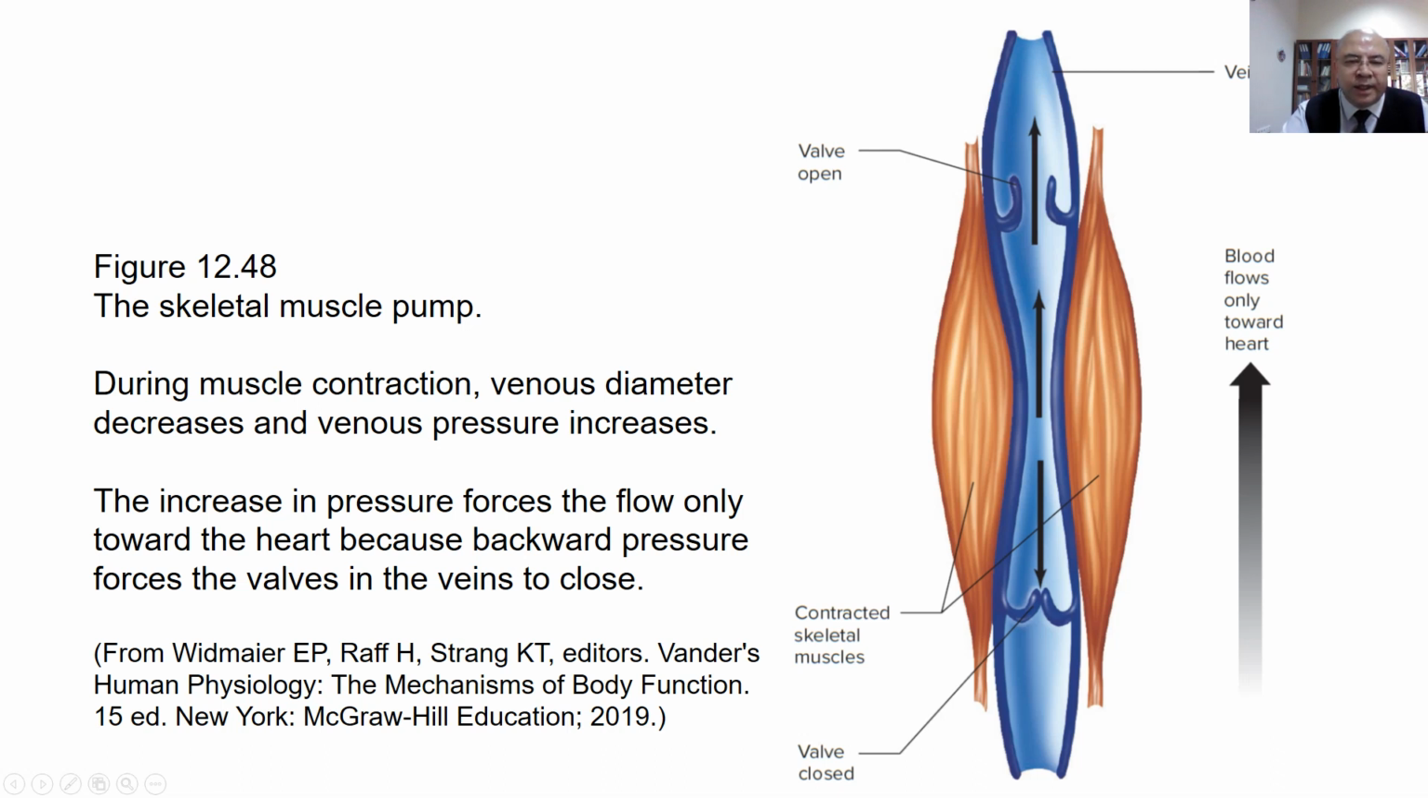So during muscle contraction, venous diameter decreases and the venous pressure increases. The increase in pressure forces the flow only toward the heart because backward pressure forces the valves in the veins to be closed. Okay? The valves will not let the blood go downwards. Blood flows only towards the heart.